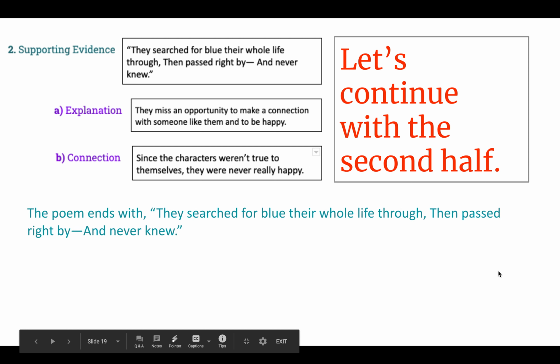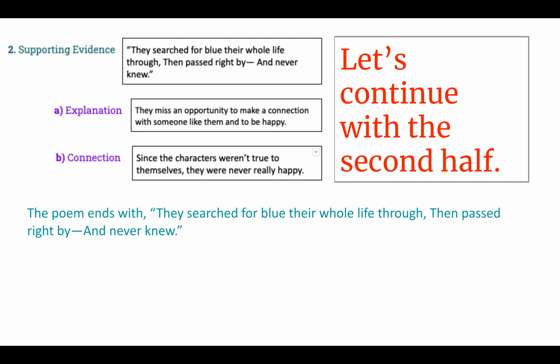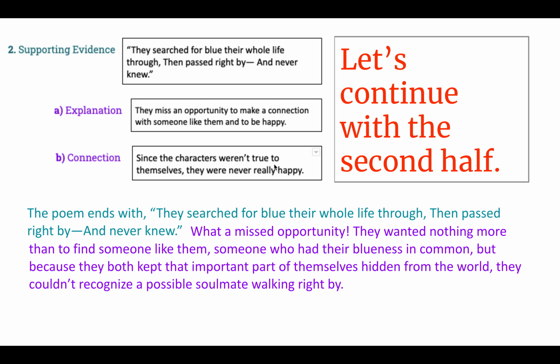The poem ends with, "They searched for blue their whole life through, then passed right by and never knew." Originally, my explanation was they'd miss an opportunity to make a connection with someone like them and to be happy. I've put, what a missed opportunity. They wanted nothing more than to find someone like them, someone who had their blueness in common. But because they both kept that important part of themselves hidden from the world, they couldn't recognize a possible soulmate walking right by.